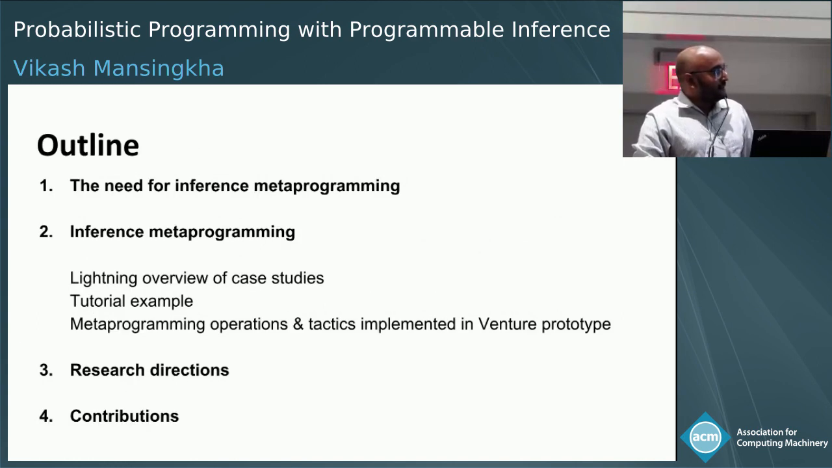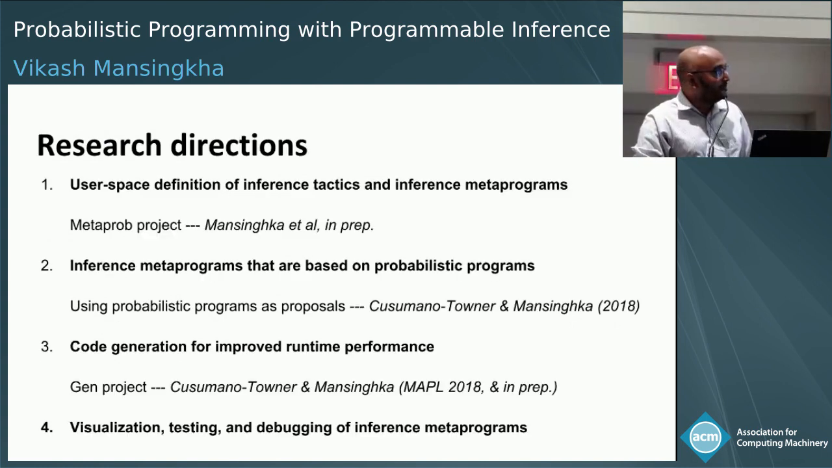Okay, so let me just say a couple words about research directions and contributions, and then take some questions. So we've seen, hopefully, that there's a need for inference metaprogramming if we really want to use ideas from programming to raise the level of abstraction at which people do modeling and inference. And I've hopefully also shown you that it's possible. And I've at least asserted that it's possible and even almost practical in some more real-world cases. Okay, but what research needs to be done?